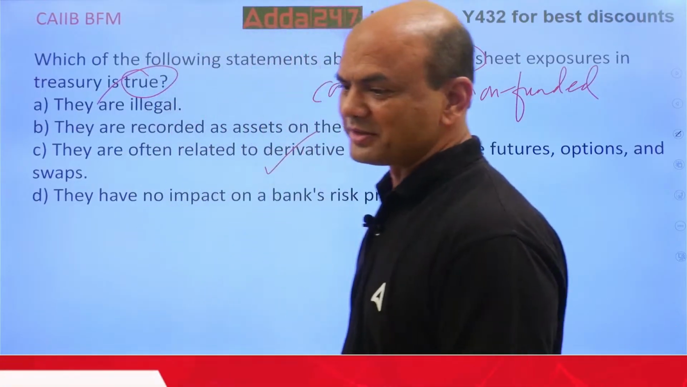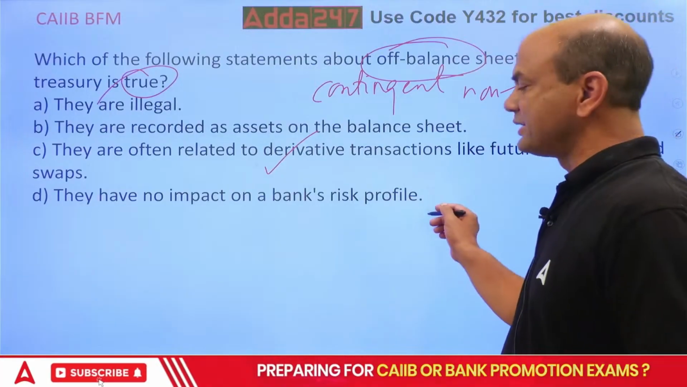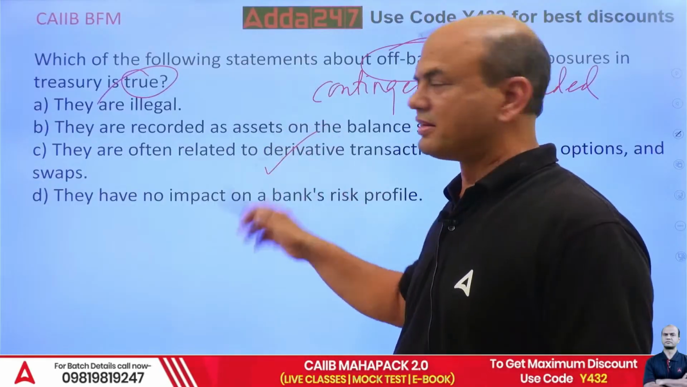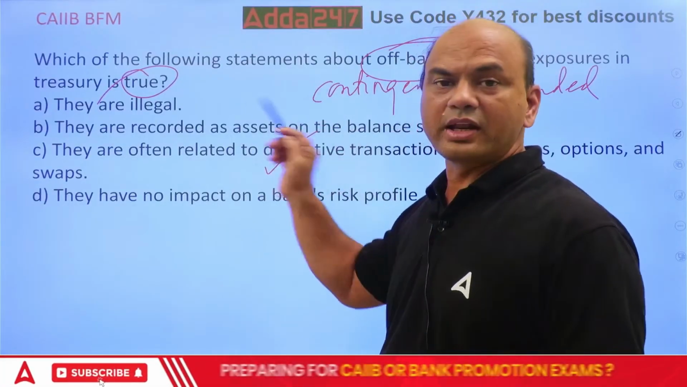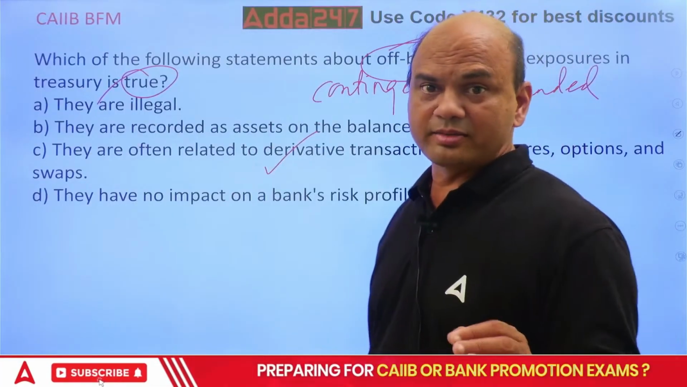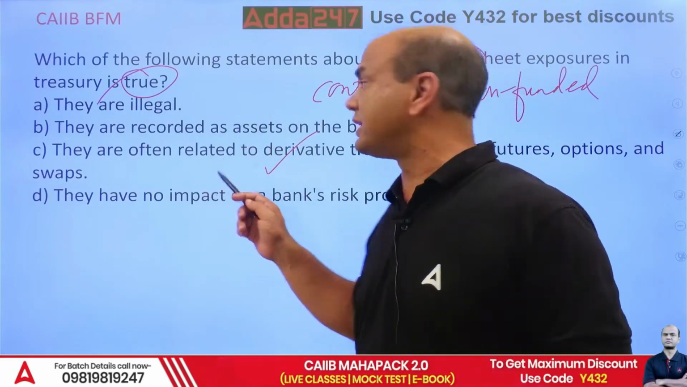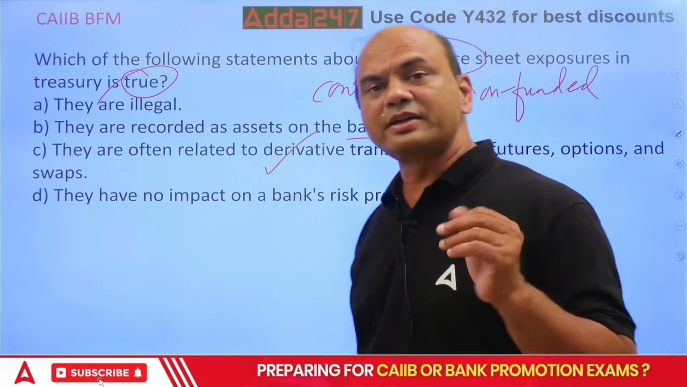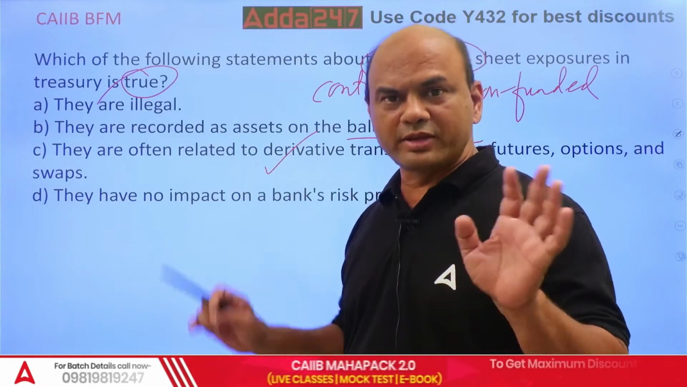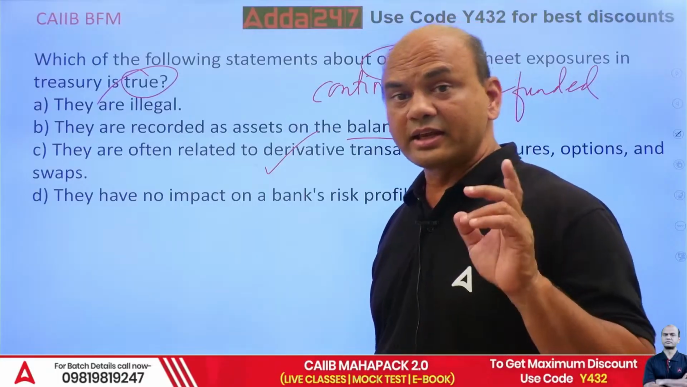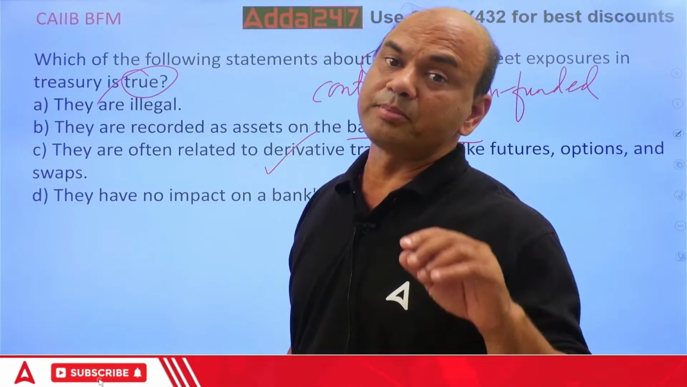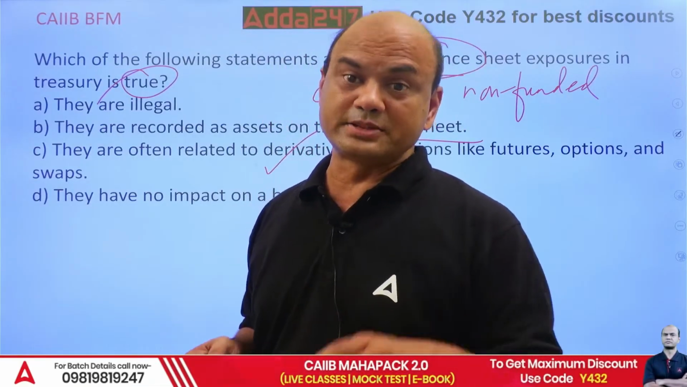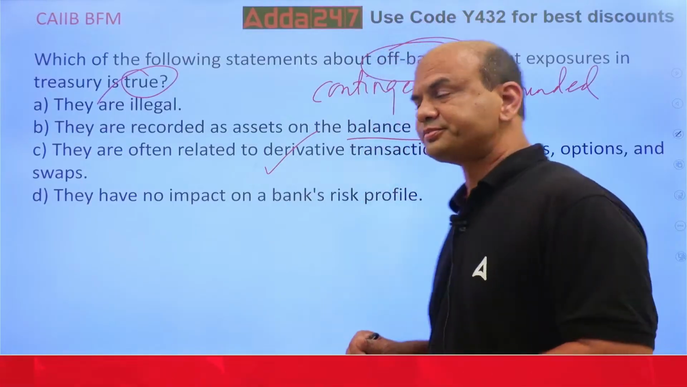Again, move on. Next. They have no impact on the bank's risk profile. Impossible. They have an impact. Illegal, forget it. Legal. They are not recorded as assets, not recorded anywhere. That is the main thing which I told you. They will never be recorded in the balance sheet. Where will they reflect then? If they are not recorded in the balance sheet, somewhere they will have to reflect. Their incomes and expenses will be reflected in the P&L, profit and loss. And in the balance sheet, they will reflect as the notes to balance sheets below the balance sheets.